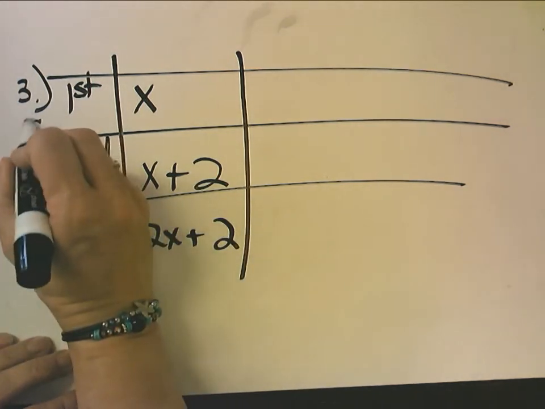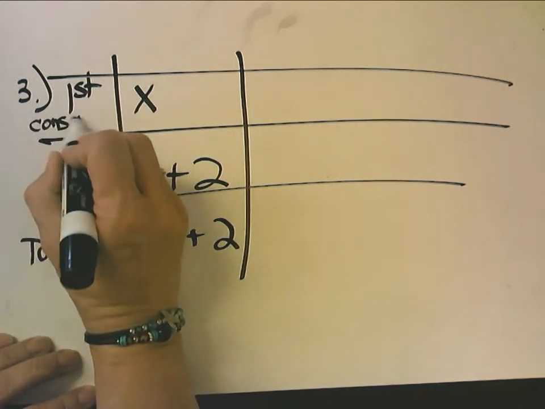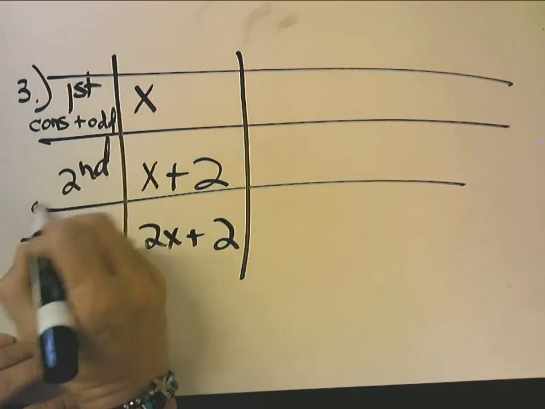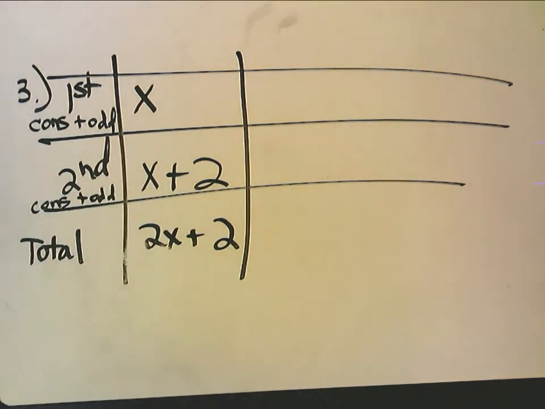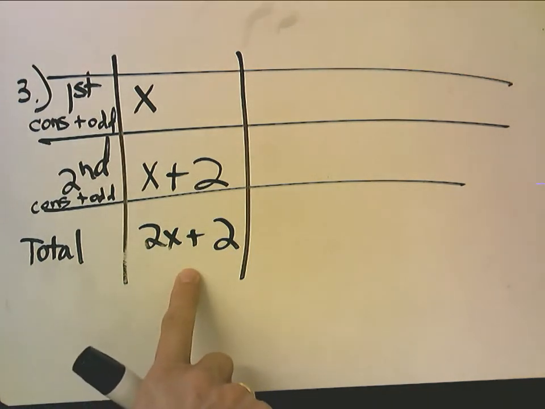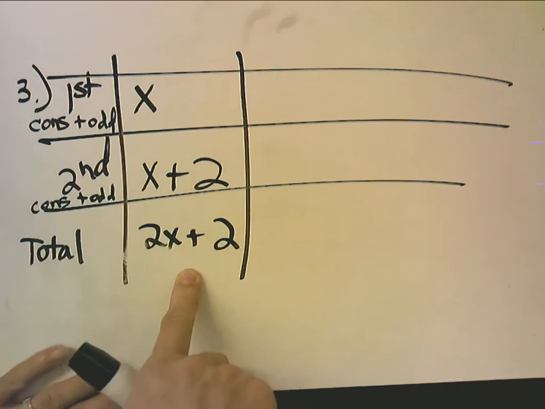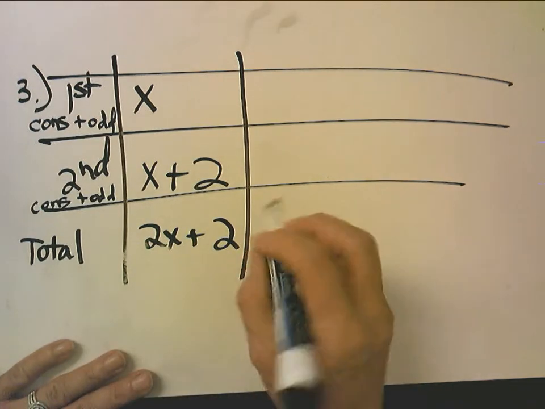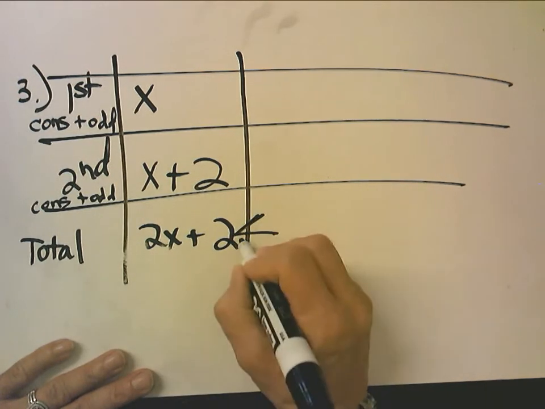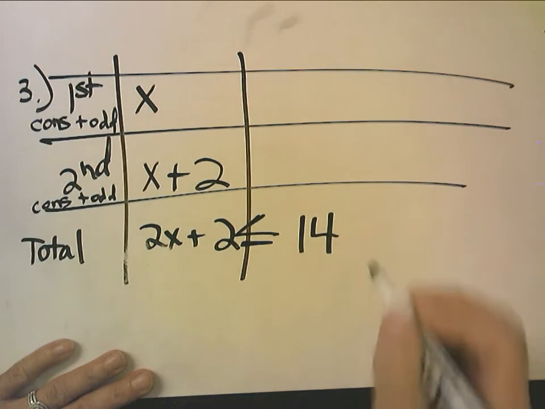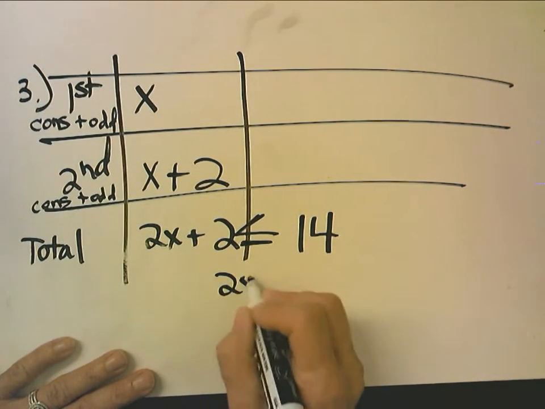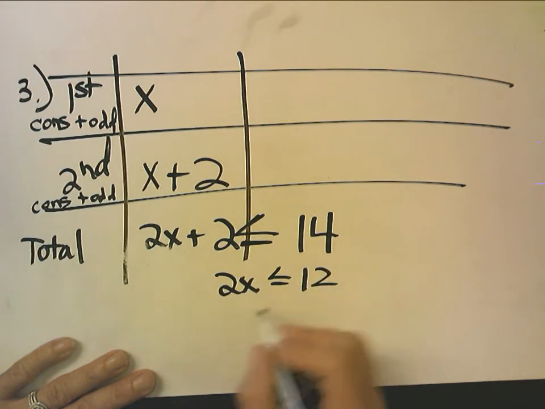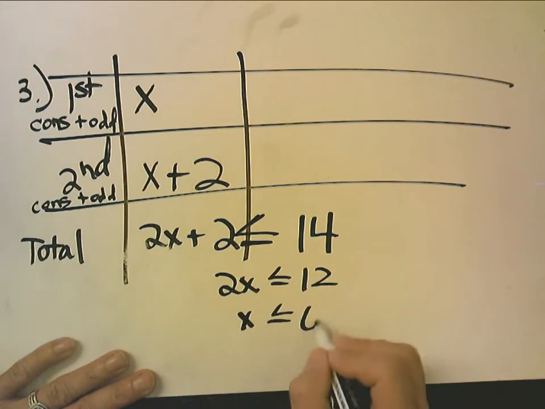So this is consecutive, positive, odd, just to make sure I remember that. So it says that when I add these together, they will be at most 14. So the most they can be, so less than or equal to 14. Now, I solve this. 2x is less than or equal to 12. x is less than or equal to 6.